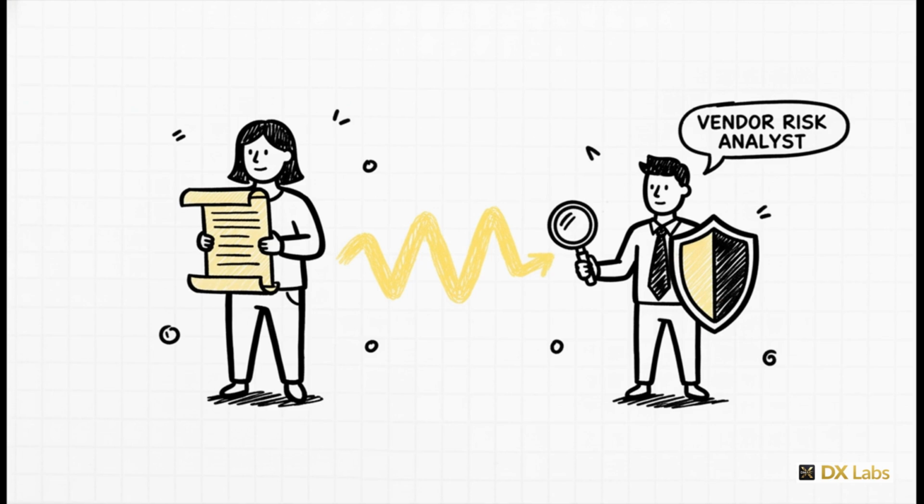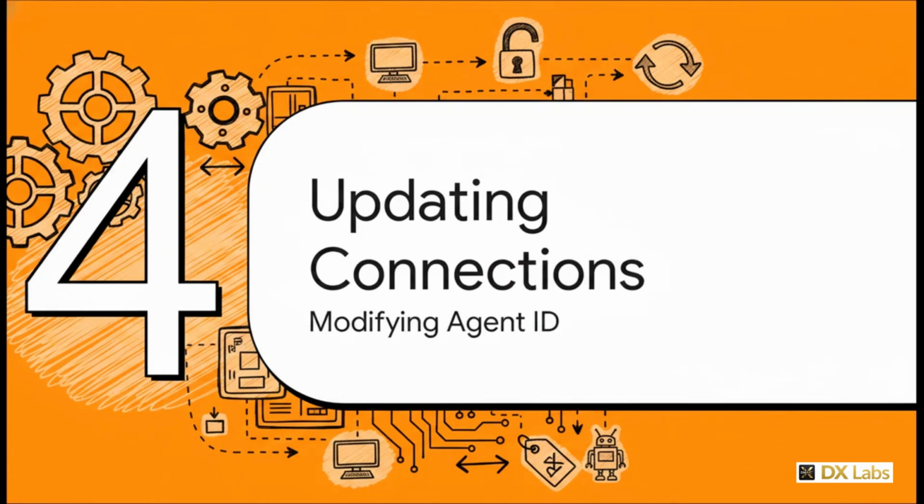To put that into perspective, let's say Fabricam builds a vendor risk analyst agent that's fine-tuned on threat intelligence. The description you provide is exactly what tells the orchestrator which user queries have to be routed to that specific risk model. Which brings us to Section 4, Updating Agent Connections.